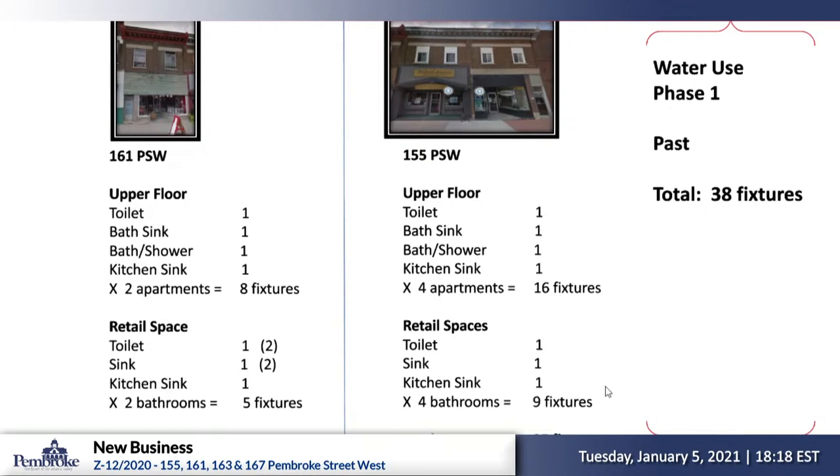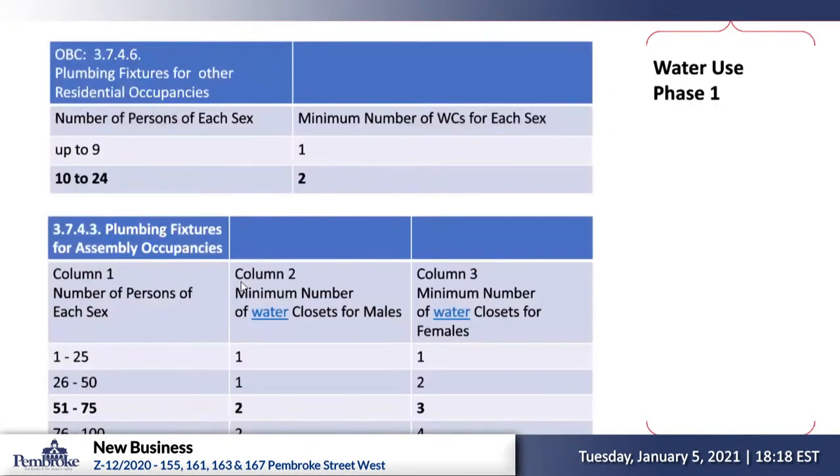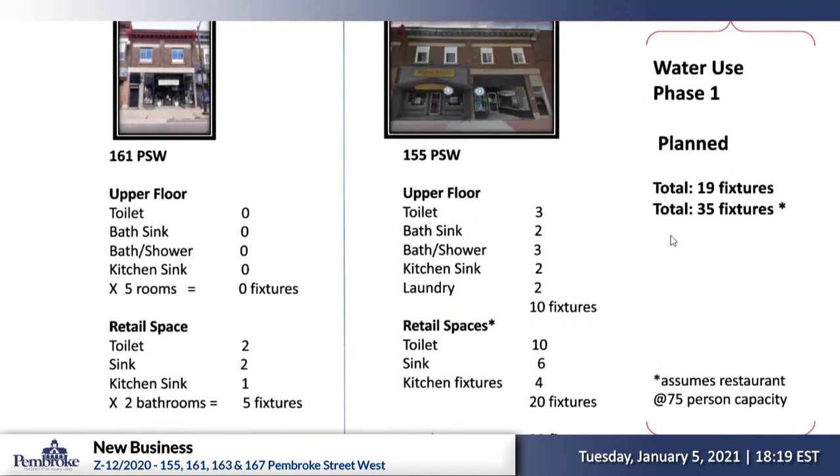I did a little investigating the other night, and what I seem to have here in the buildings, the way they were, was a total of 38 fixtures. That includes sinks and tubs and toilets, etc. Looking at the Ontario Building Code, and to the best of my knowledge, we're going to be able to reduce that over the buildings down to, at most, I think 35 fixtures. And that 35 includes a fair number of fixtures for a possible restaurant.